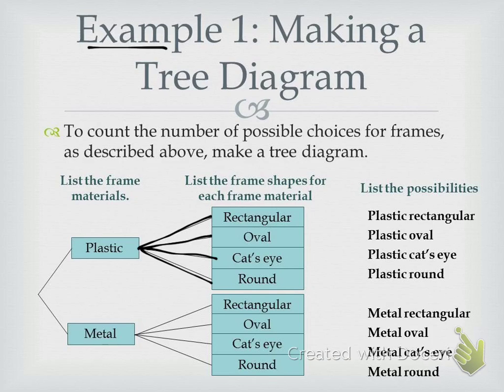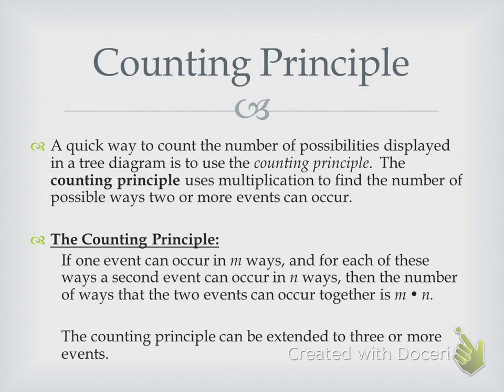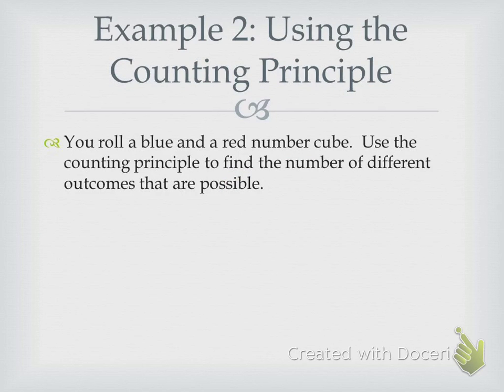Now, there is a much quicker and simpler way to find the total number of possibilities, and that's through what we call the counting principle. The counting principle uses what operation? Multiplication, to find the number of possible ways 2 or more events can occur. Okay? And you can even do it for 3 events or 4 events or 5 events. What operation? Multiplication.